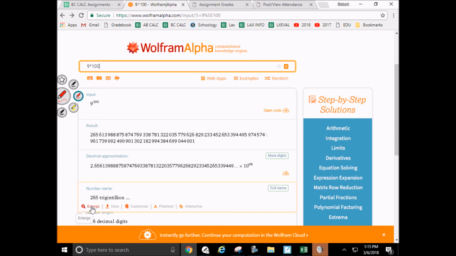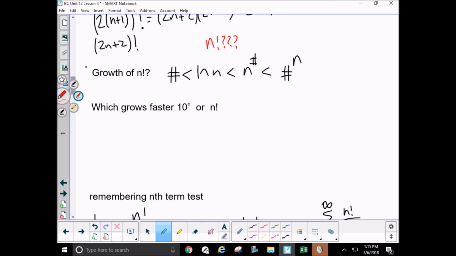So, turns out, those of you who raised your hand were correct. N factorial is faster than a number to the nth power. What would be faster than n factorial? N to the n. Think about 100 to the 100. It's 100 times 100, 100 times. Well, that's bigger than 100 times 99 times 98 times 97. Okay? So, n to the n wins.